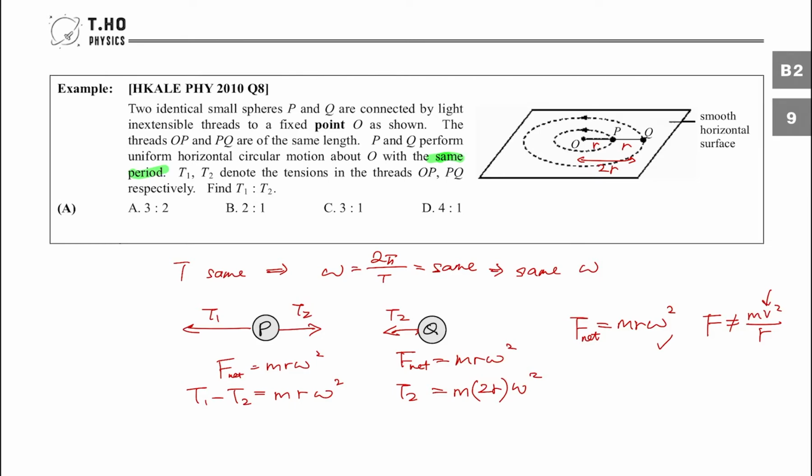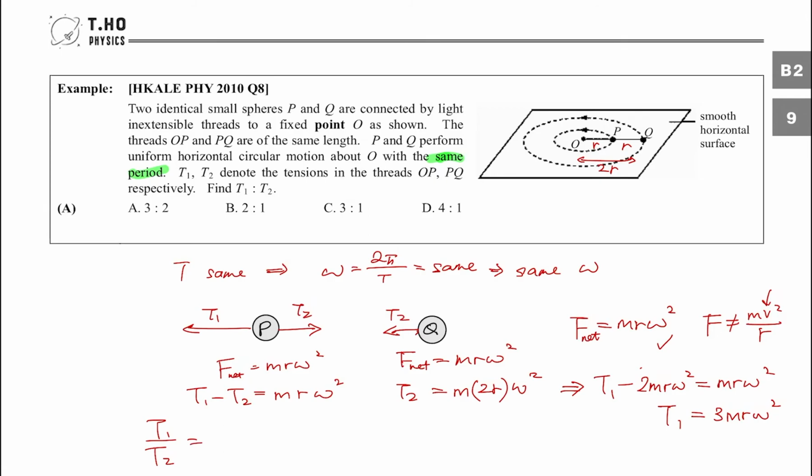Now I am going to put this equation into the left hand side. So we would get T1 minus 2mr omega squared equals mr omega squared. We would have T1 equals 3mr omega squared. And we put this equation and this equation together by doing division.